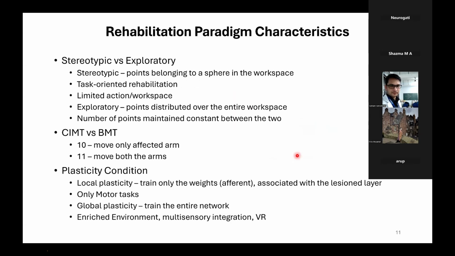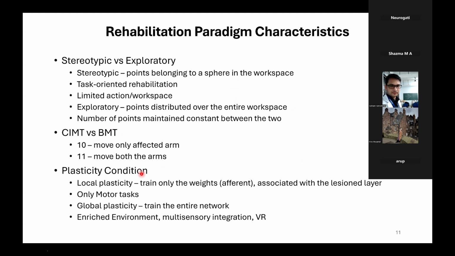Next are the rehabilitation paradigm characteristics. One is a stereotypic condition, where the points only belong to a particular sphere in the workspace. This is meant to replicate task-oriented rehabilitation, whereas in the other condition, called exploratory, the points are distributed over the entire workspace. The number of points between the two conditions is maintained at a constant value. The next thing is CIMT versus BMT, that is, move only the affected arm or move both arms.